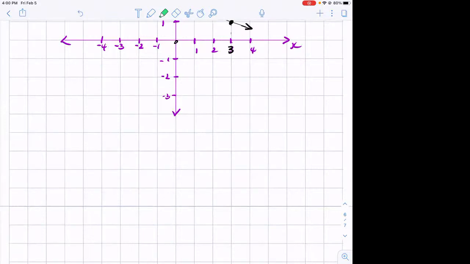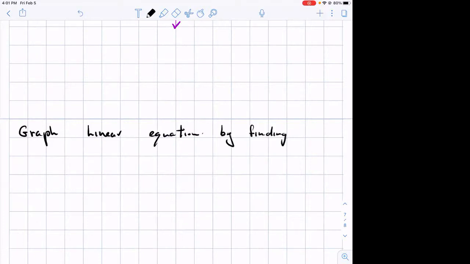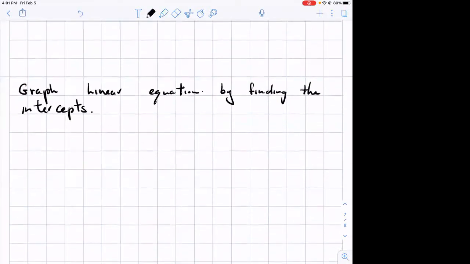We can also graph linear equations by finding intercepts. So now we want to graph linear equations by finding the intercepts. So first, what is an intercept?